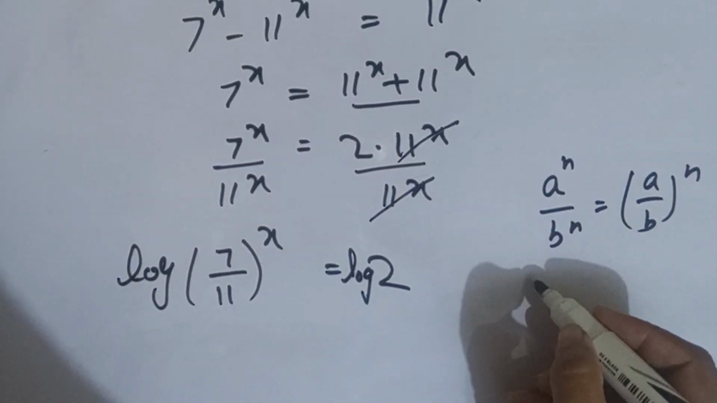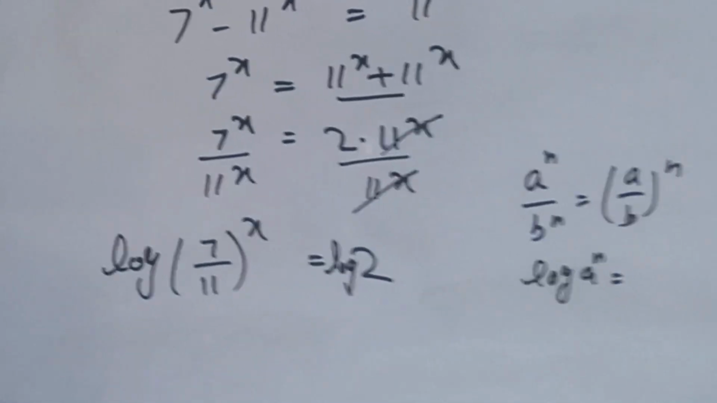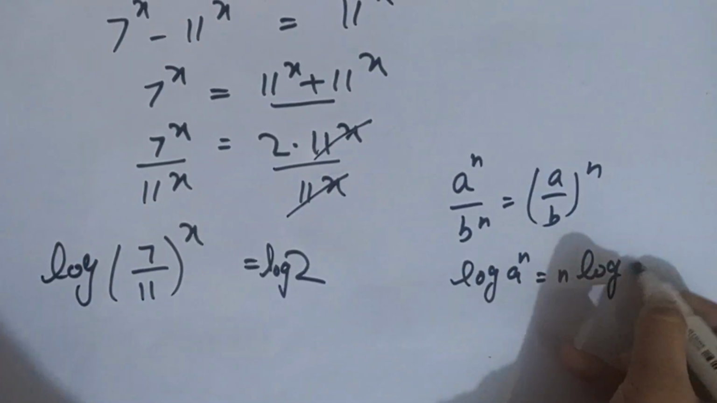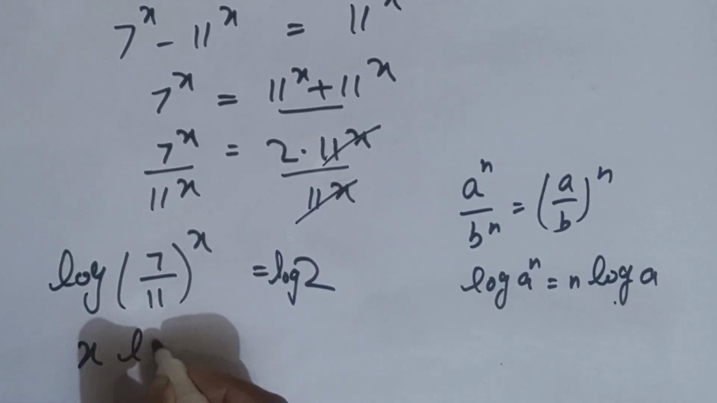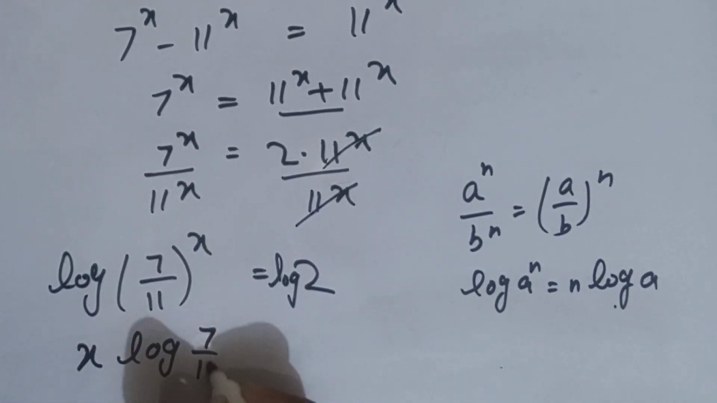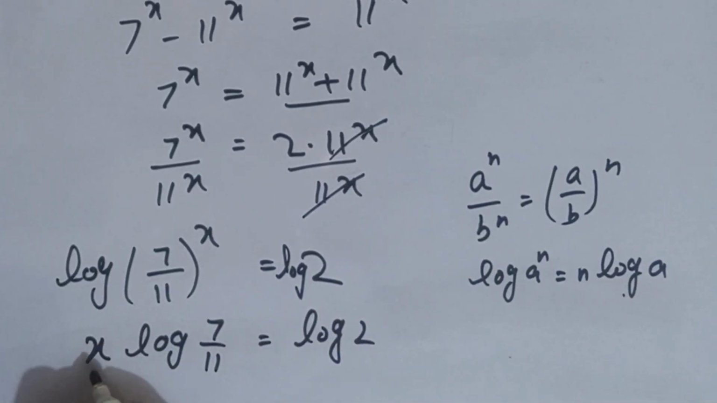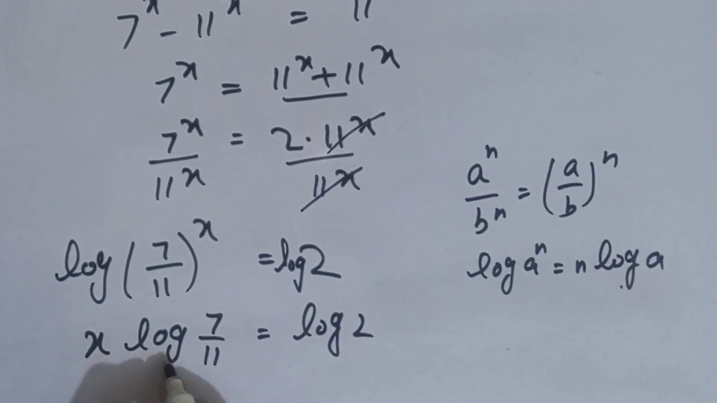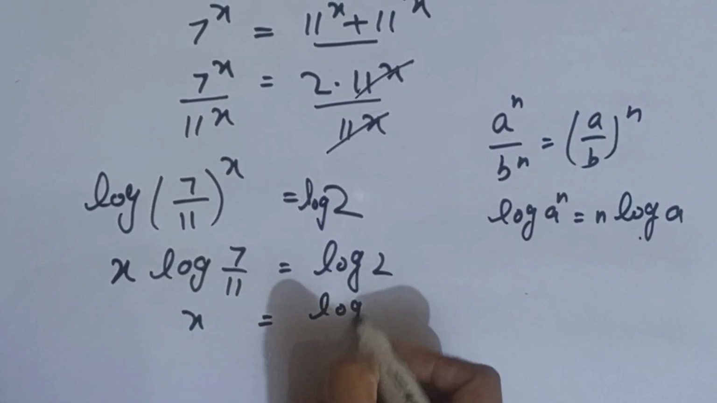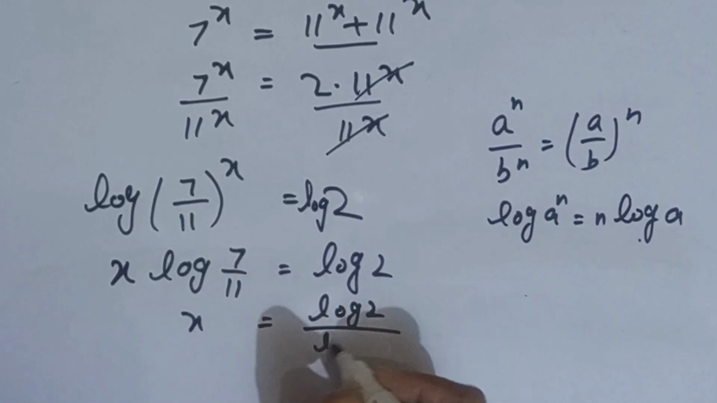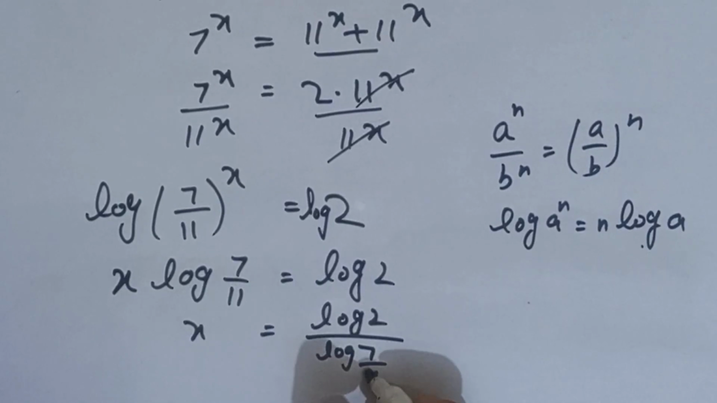And we use the property of log: log a^n is equal to n times log a. So we apply this property on this term. Then this is x times log(7/11), and this is equal to log 2. We just find the value of x for this. We divide this equation by log(7/11) on both sides. x is equal to log 2 over log(7/11). This is the value of x.